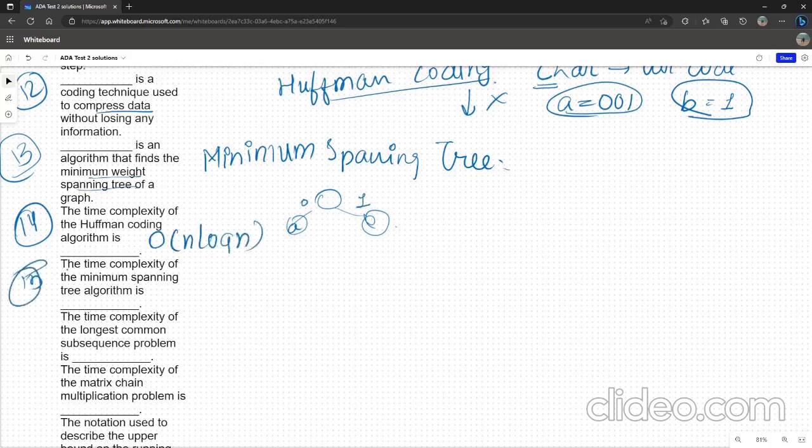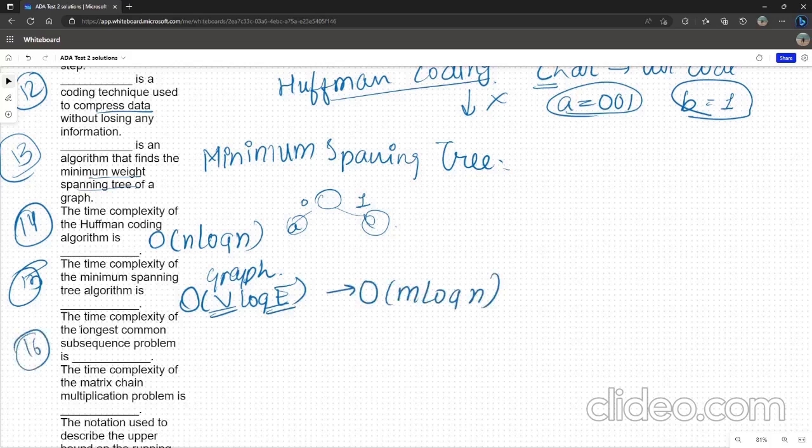15th is, the time complexity of minimum spanning tree algorithm is. So to find the minimum spanning tree of any graph, we have the time complexity of O of V log E, where V is the vertices and E is the edges of the graph. It can also be represented as M log N.